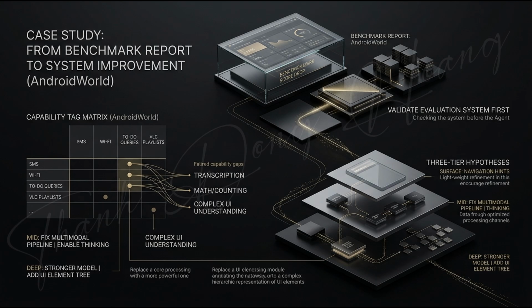The first rule when a score suddenly drops: check the evaluation system itself before touching the agent. A stale test environment or a bug in the scorer looks identical to a genuine regression in the headline number. Once the data is trustworthy, the diagnosis can begin.